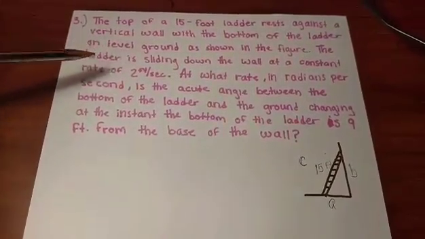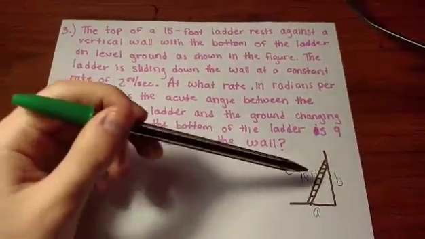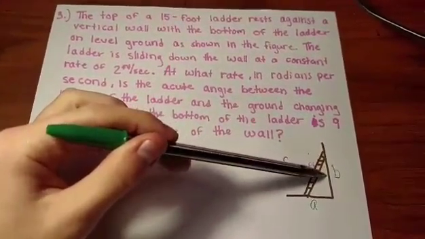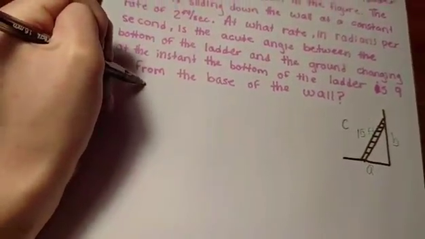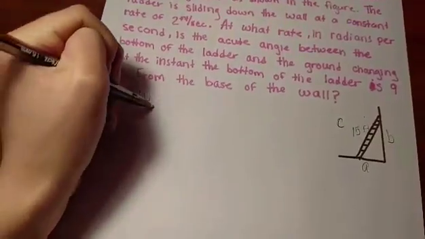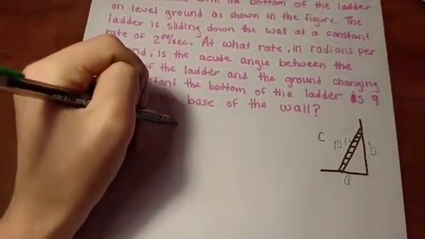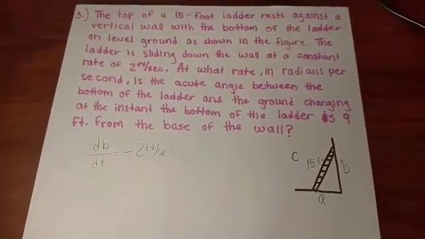Now, it says that it's sliding down the wall at 2 feet per second. So basically, when it's sliding down the wall, the height of this is changing, B is changing. And because it is a rate, we're going to write dB over dt equals -2 feet per second because it's sliding down. So it's a decrease.